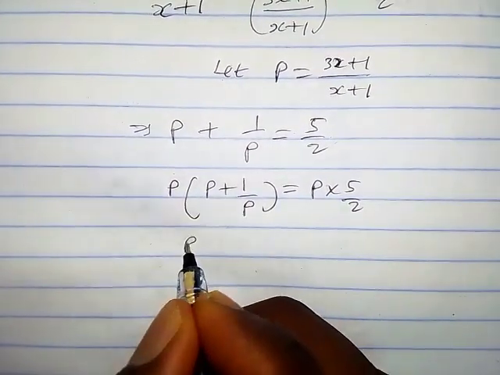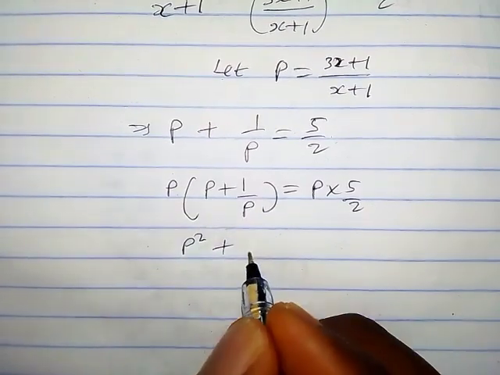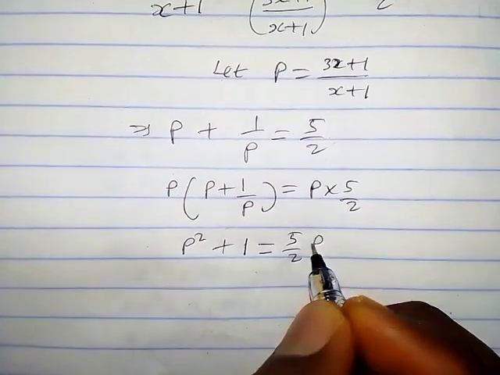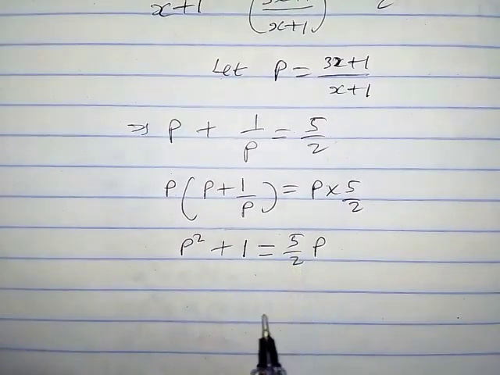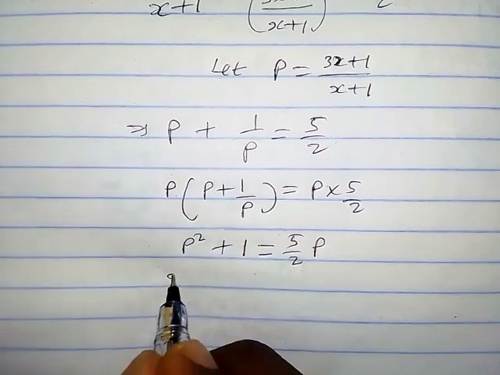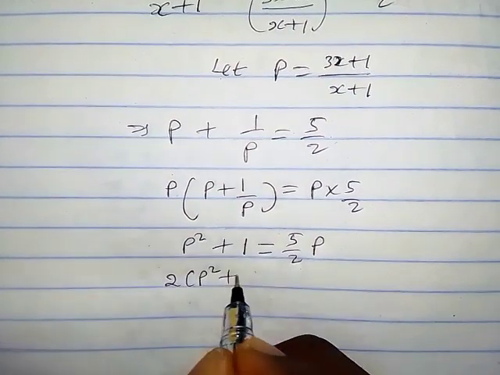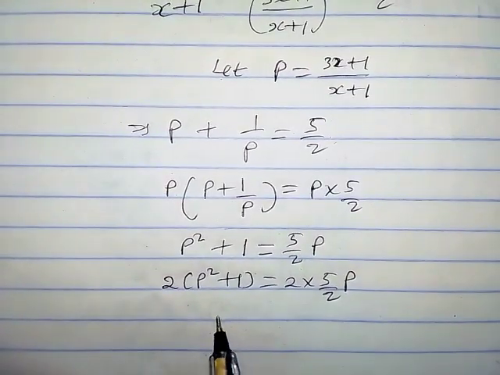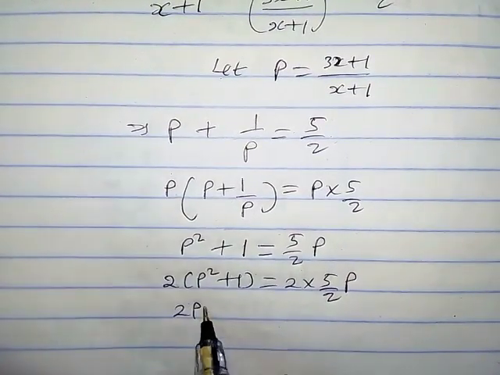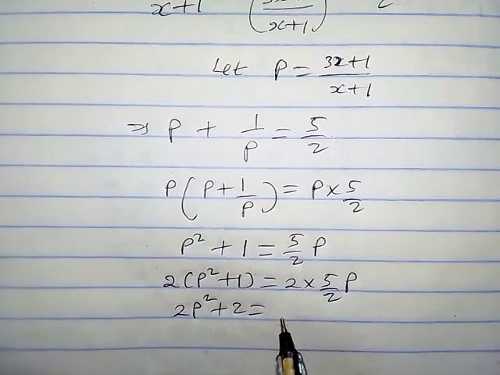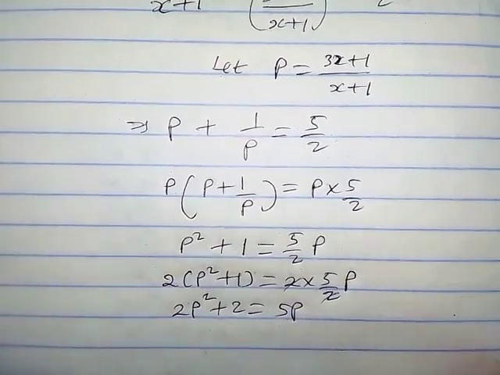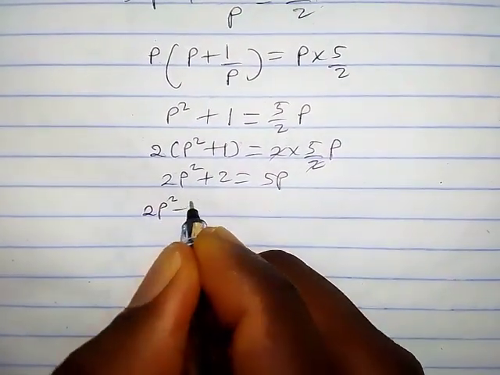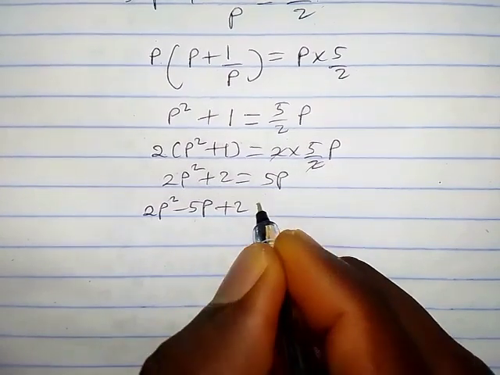So p times p, we have p squared, plus p times 1 over p, that is 1. So this equals 5 over 2 p. Let's also multiply both sides of this equation by 2 so that we can eliminate this. So we're going to have 2 into p squared plus 1 equals 2 times 5 over 2 p. So in this case we have 2p squared plus 2 equals 5p, because this guy cancels this guy. So now we can write this equation as 2p squared minus 5p plus 2 equals 0.